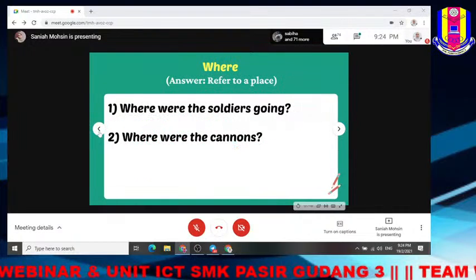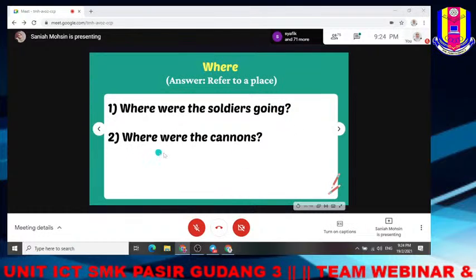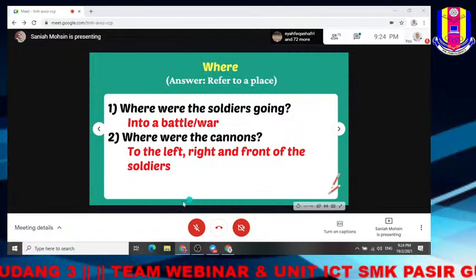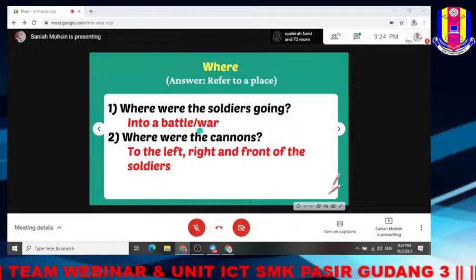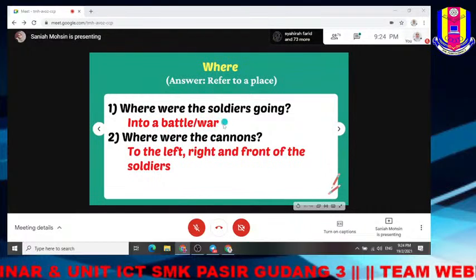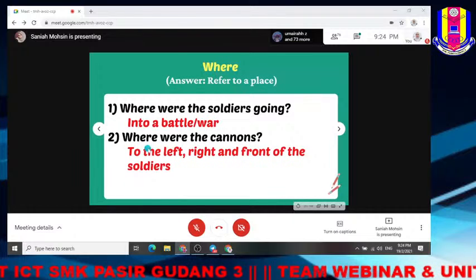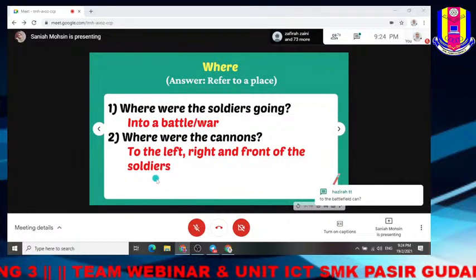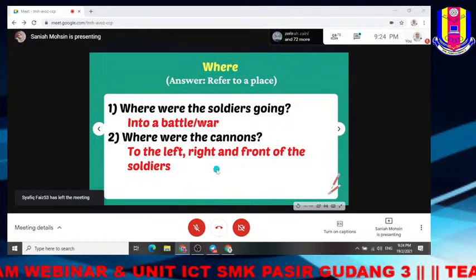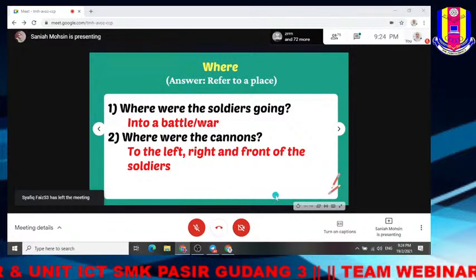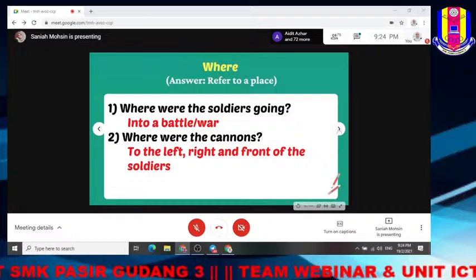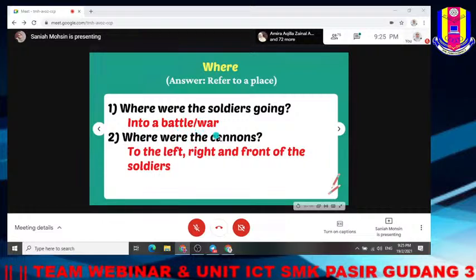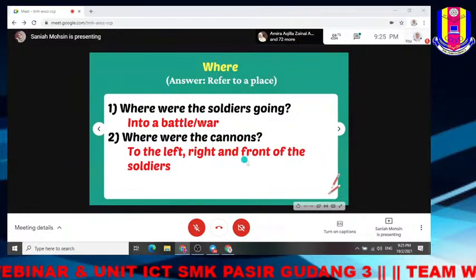Okay, where? Okay, where were the soldiers going? Where were the cannons? Okay, refer kepada place. Make sure kamu cakap tentang tempat. Okay, for example, the soldiers were going into a war, into a battle. Okay, anything kamu boleh tulis. Okay, and then next one, where were the cannons? Okay, cannons ni maksudnya meriam. Okay, meriam ni boleh kita jumpa kat mana? To the left, to the right, to the front of the soldiers. Okay, so they are being attacked from every directions. Okay, ini adalah tempat. Okay, bila dia cakap tempat, where, baru kamu nampak sini. Into the battle. Okay, tempat peperangan. Left, right, front, ada direction.